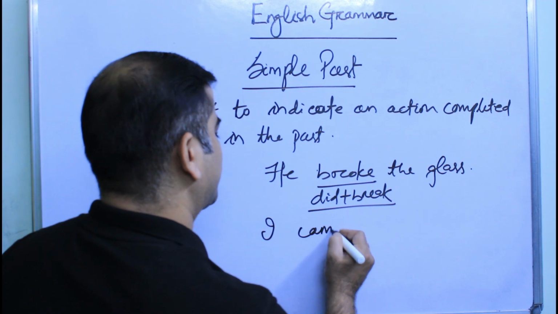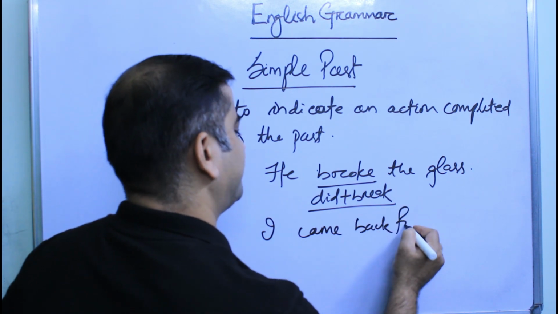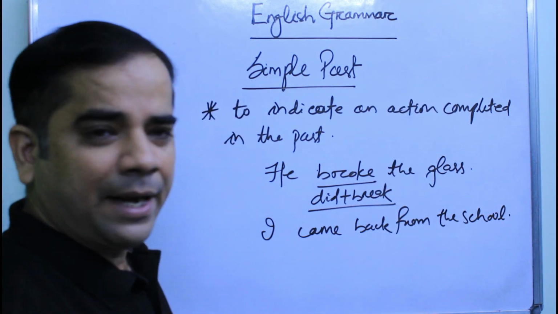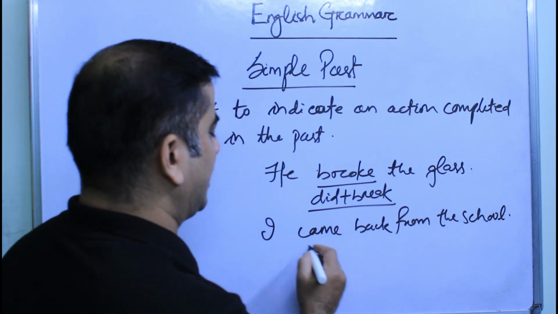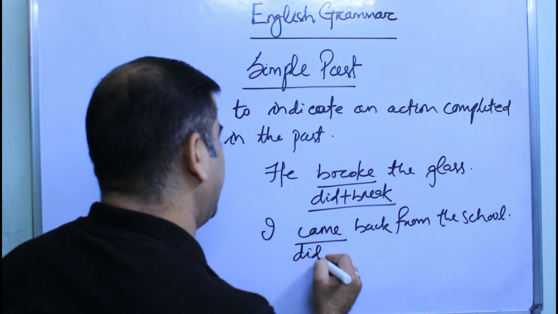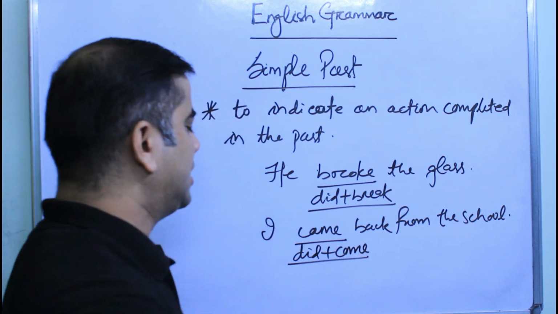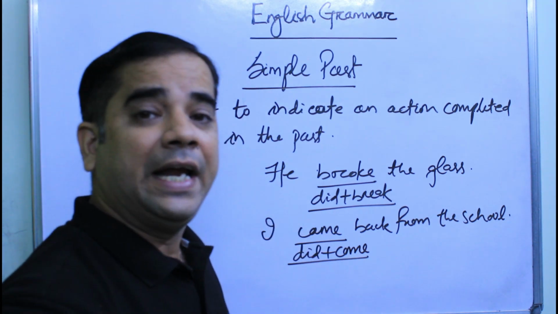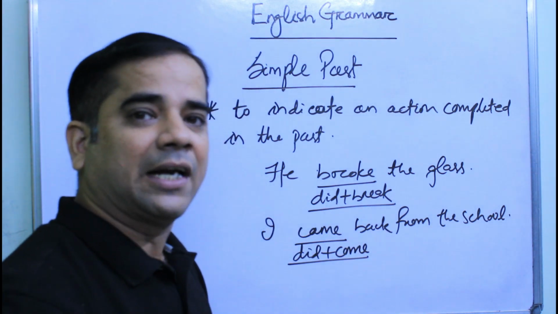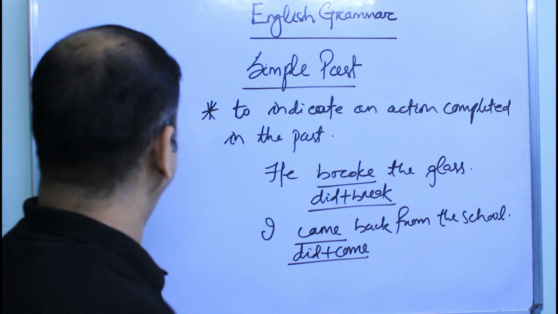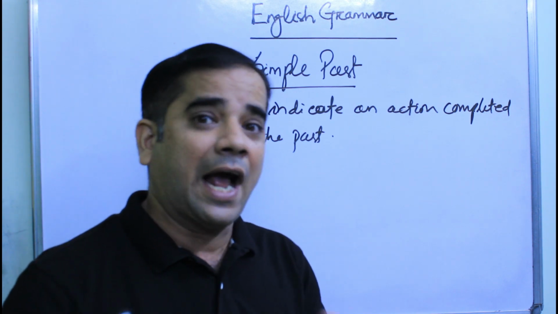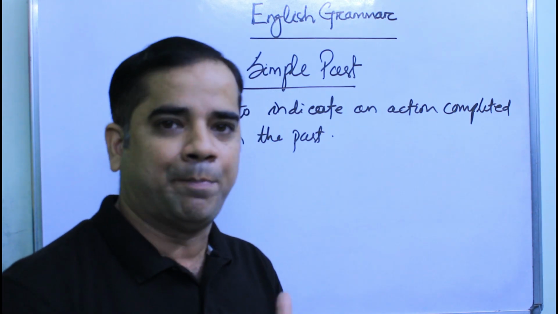I came back from the school. See, I came back from the school. Here the main verb is came, which is in its V2 form because did is associated with the verb come. So come is V1, came is V2. So I came back from the school, which is an action that has already been completed. Okay. So I hope you can recognize the simple past form of the main verb because it is an action that has already been completed. So it is past. Okay.